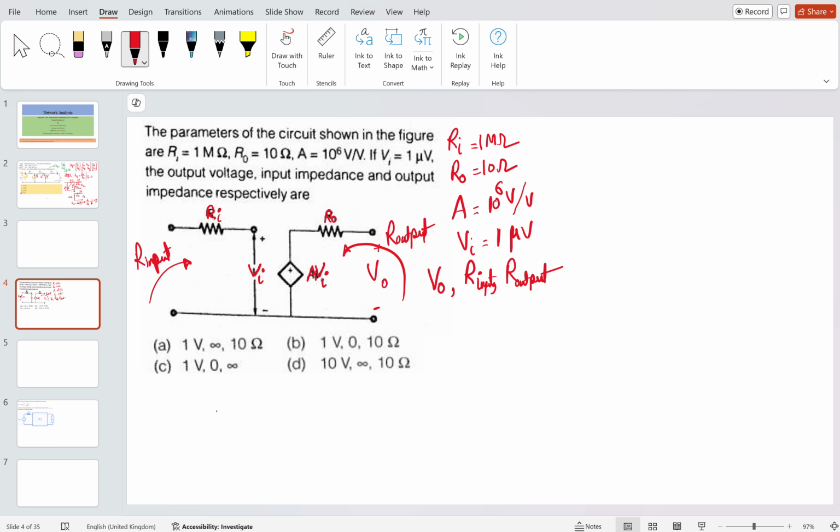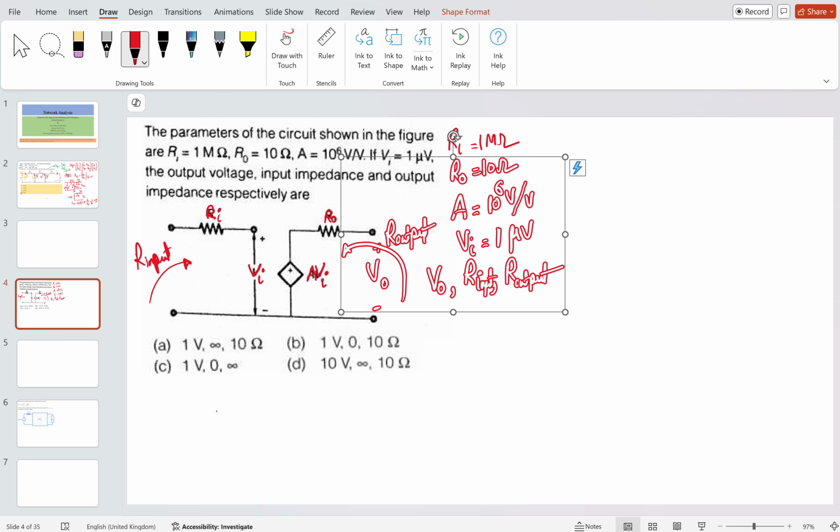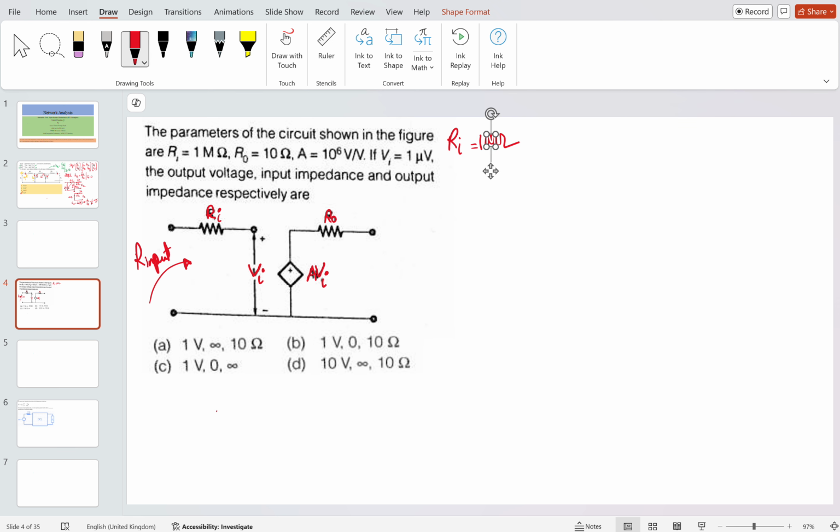So in this problem, let me give the solution for this. For this problem, let me remove this. It is asked what the output voltage is, what the input impedance is, and the output impedance Z output.